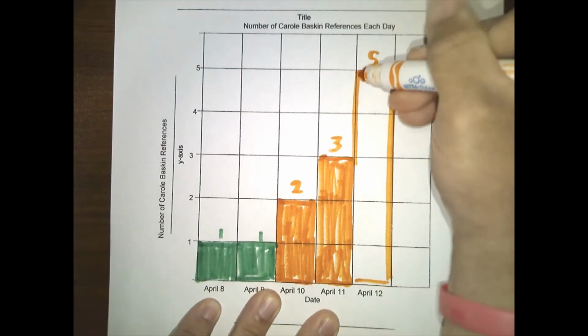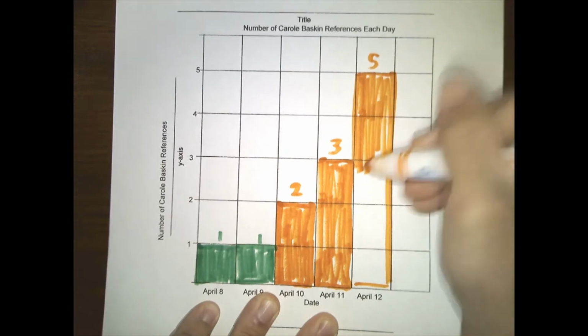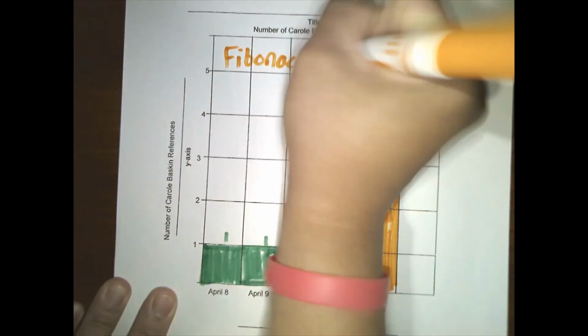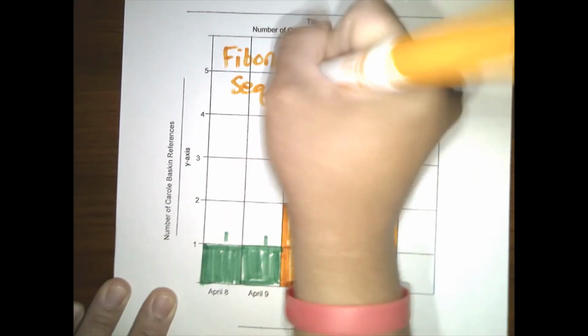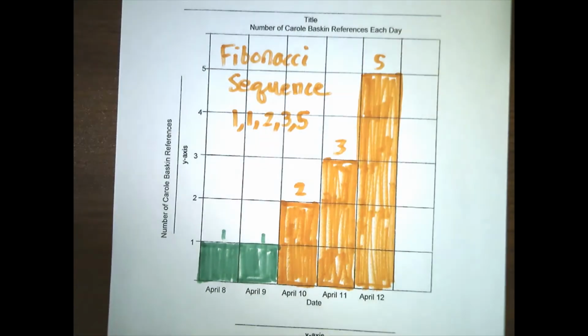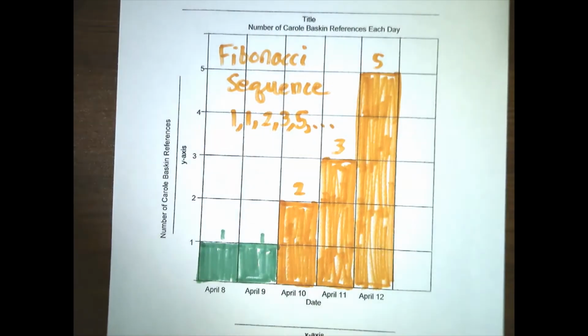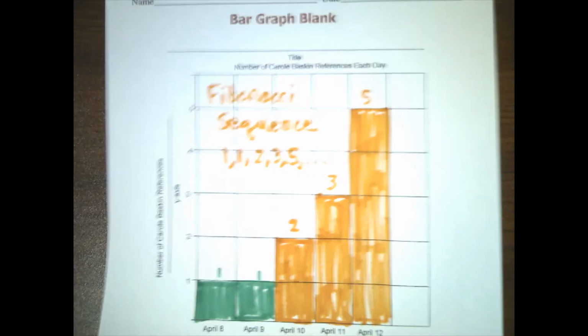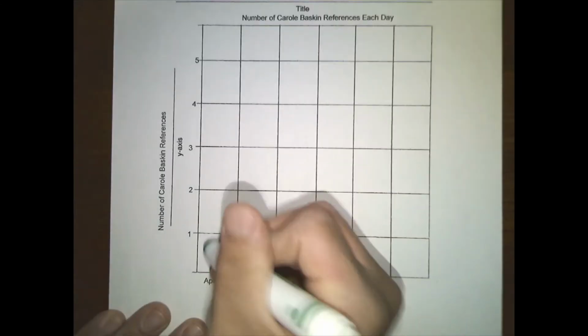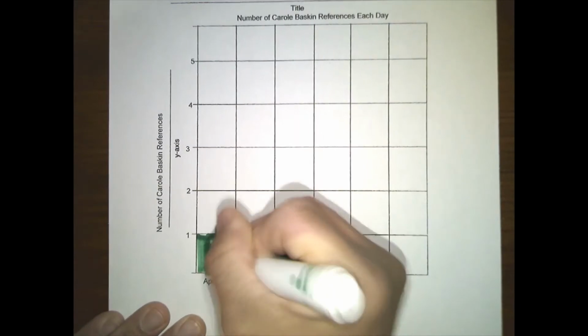Well, then you can see, hopefully, that this sequence of numbers is a pretty famous sequence of numbers called the Fibonacci sequence. So let's say perhaps one thing that I know about the number of Carole Baskin references I make each day is that they could follow the Fibonacci sequence. But what happens if, for example, today, on April 8th, I make one Carole Baskin reference?